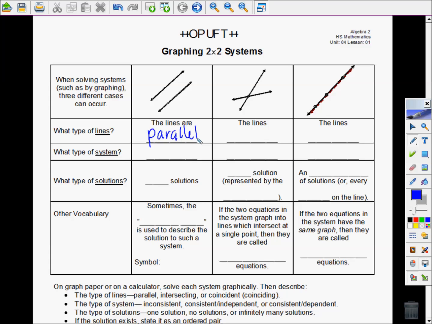All right. So these lines are what? Intersecting. Thank you, Brittany. We can't classify them as perpendicular, but we can just classify them as intersecting.